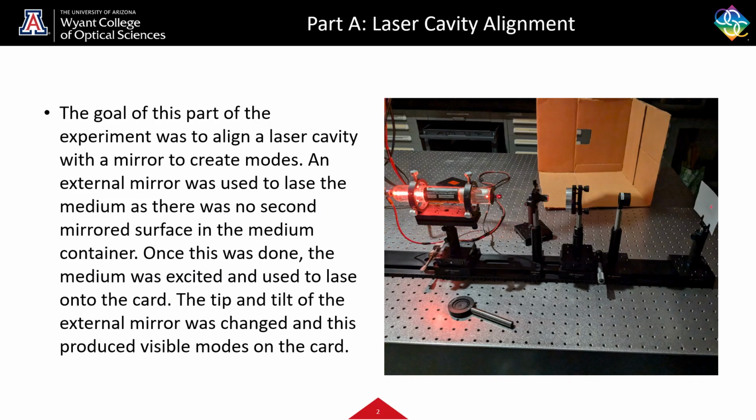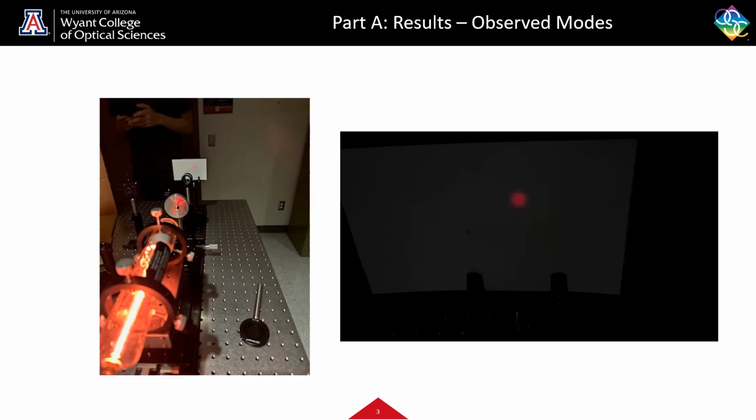The goal of this part of the experiment was to align a laser cavity with a mirror to create modes. An external mirror was used to laser the medium as there was no second mirrored surface in the medium container. Once this was done, the medium was excited and used to lase onto the card. The tip and tilt of the external mirror was changed, and this produced visible modes on the cards.